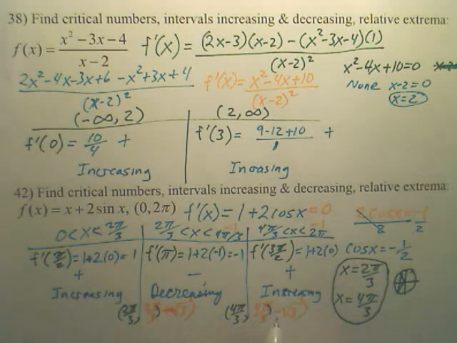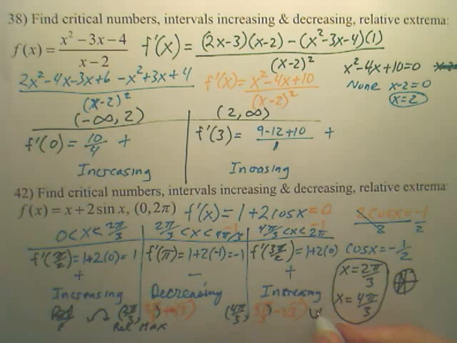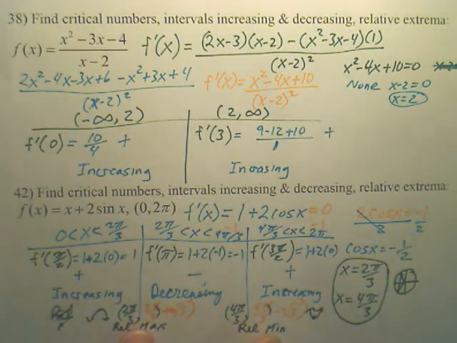Okay, by the way, how do you find these orange numbers? You plug it into the original function, not the derivative. And will this be a relative max or min? Well, if it goes from increasing to decreasing, isn't that a relative max? And since this one is decreasing to increasing, it's a relative min. So we have a relative max and min.